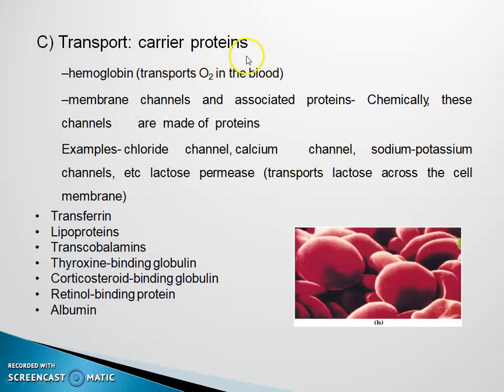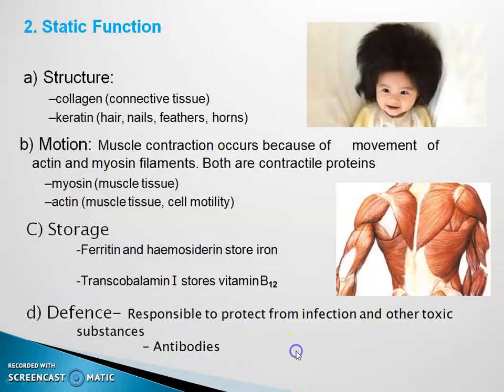Transport or carrier proteins: hemoglobin, transport of oxygen in the blood. Membrane channels and associated proteins. Chemically, these channels are made up of proteins. Examples: chloride channel, calcium channel, sodium potassium channel, etc. Lactose permease transports lactose across the cell membrane. Then transferrin, lipoproteins, transcobalamin, thyroxine binding globulin, corticosteroid binding globulin, retinol binding proteins, and albumins.